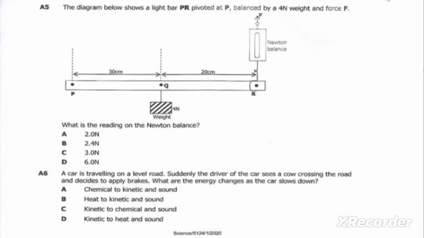We move to the next question, which is question A6. Question A6. A car is traveling on a level road. Suddenly, the driver of the car sees a cow crossing the road and decides to apply brakes. What are the energy changes as the car slows down? A. Chemical to kinetic and sound. B. Heat to kinetic and sound. C. Kinetic to chemical and sound. D. Kinetic to heat and sound.